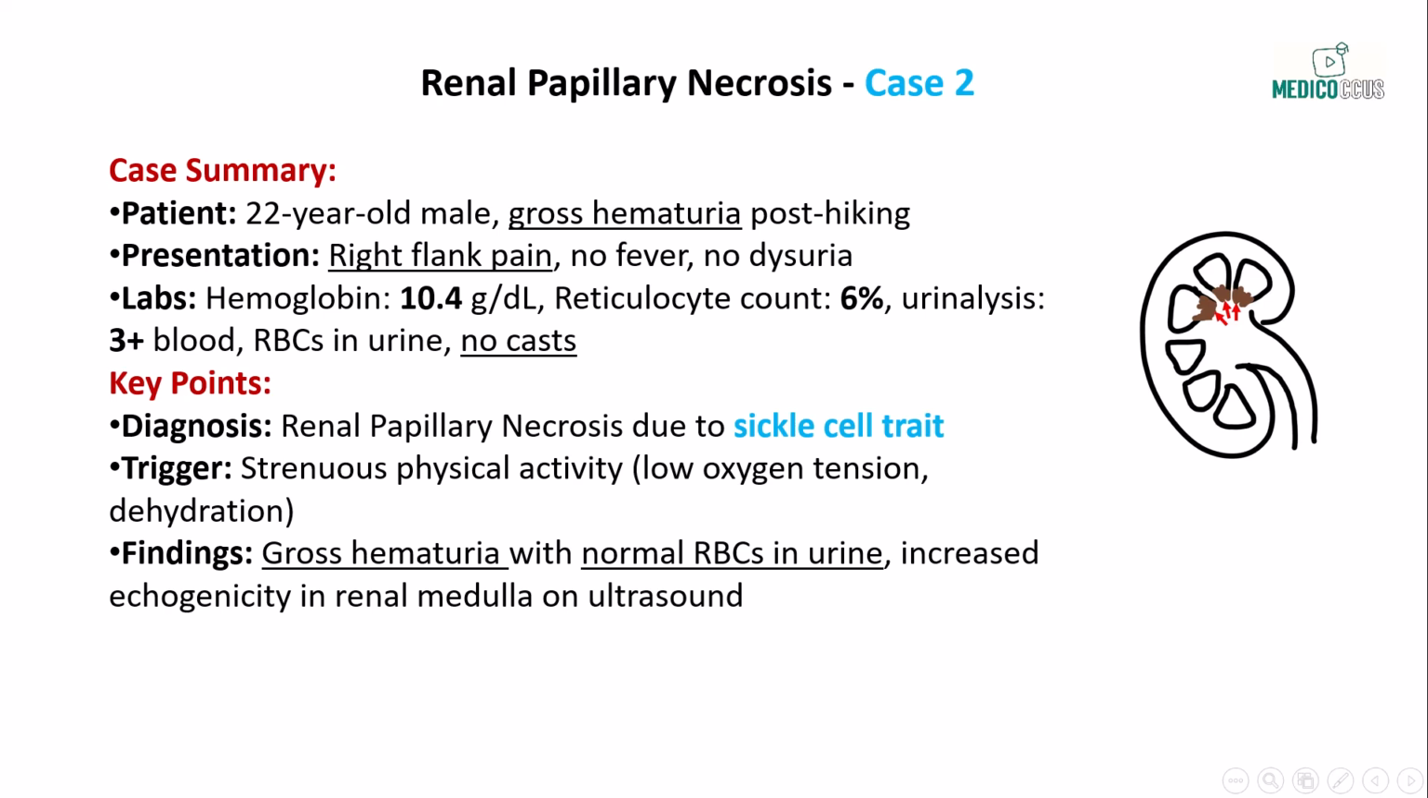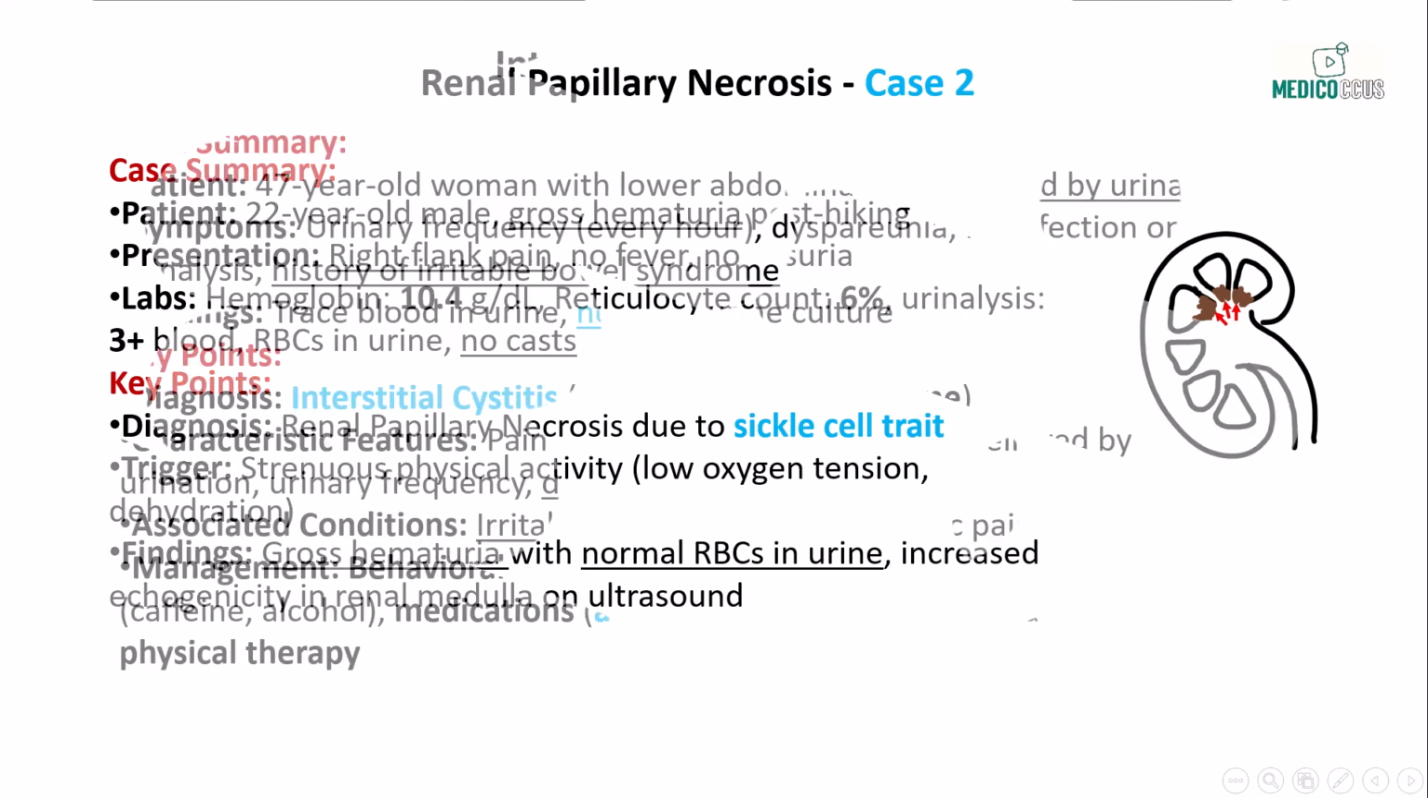Renal papillary necrosis occurs due to ischemic injury to the renal papillae, with the kidneys being particularly vulnerable due to the low oxygen tension in the renal medulla. Diagnosis is often supported by urinalysis, which shows gross hematuria with normal red blood cells, and imaging studies such as renal ultrasound, revealing increased echogenicity in the renal medulla. That wraps up our discussion on renal papillary necrosis.